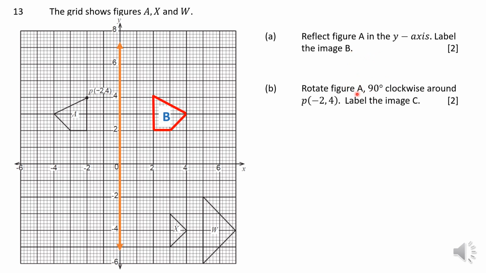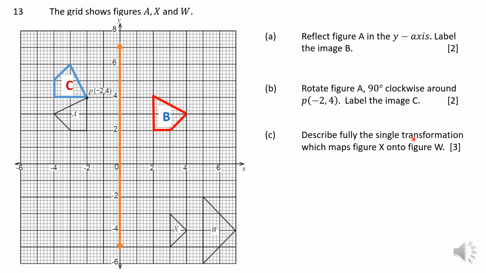Now we're supposed to rotate figure A about this point, and we label it C. We rotate it 90 degrees clockwise, or 270 degrees anti-clockwise. When you do that, this longer part is going to make a 90-degree angle here, so this 2 must be here, and the shape will now look like it stands upright like that. And I label it C.